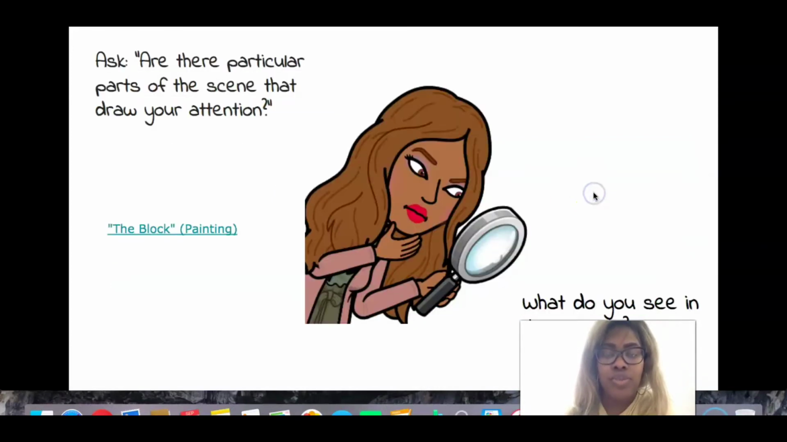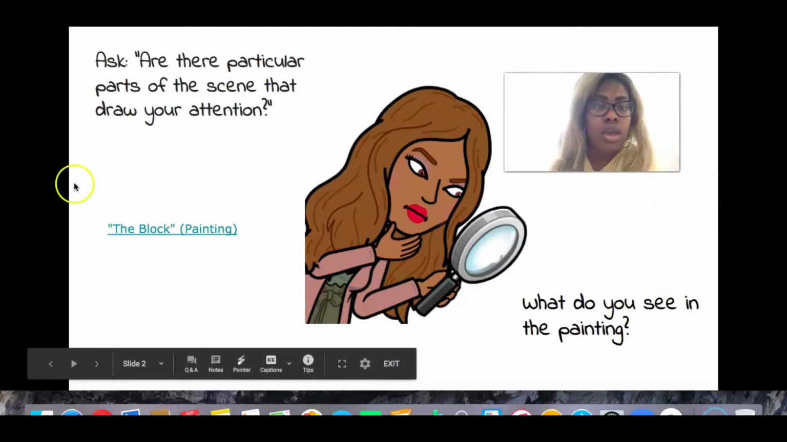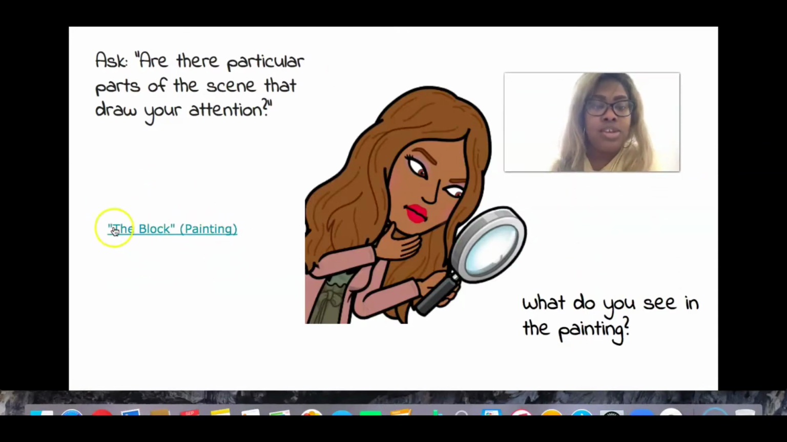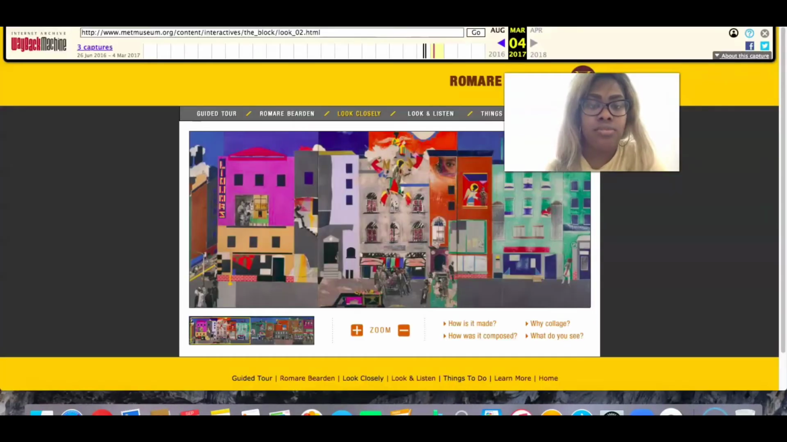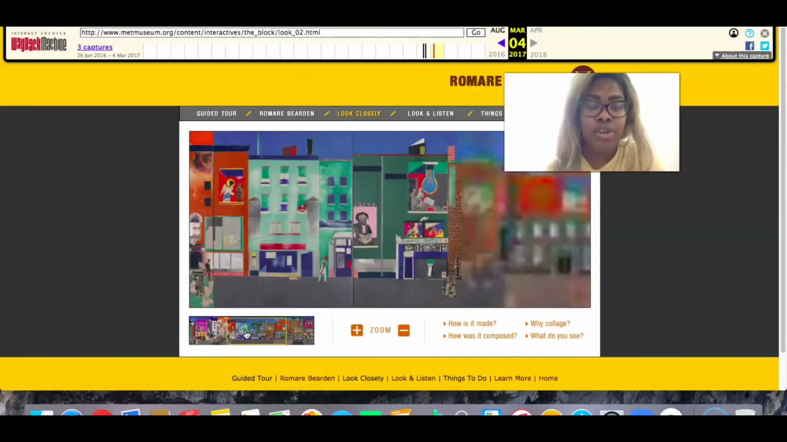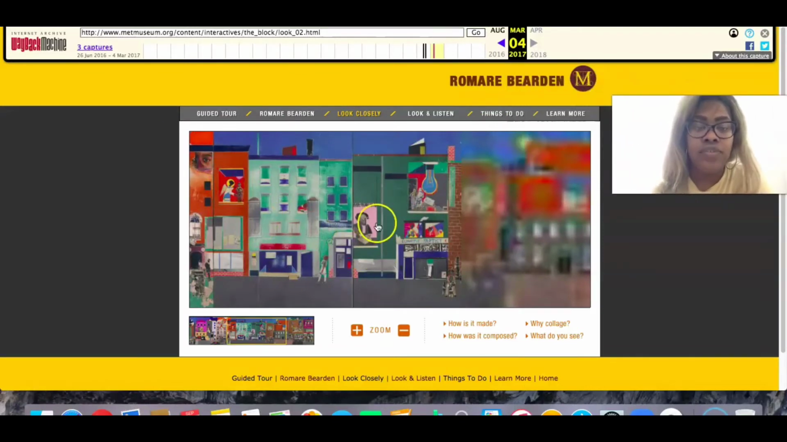So let's continue with this work. There's going to be a painting. It's called The Block. Are there any particular parts of the scene that draw your attention? And what do you see in the painting? This is the painting. As you're looking at it, I want you to see if there's anything you notice or wonder. Are there any scenes that you can notice? Is there any special part that grabs your attention? The link for this will be inside of Schoology for you to take a closer look at the painting.